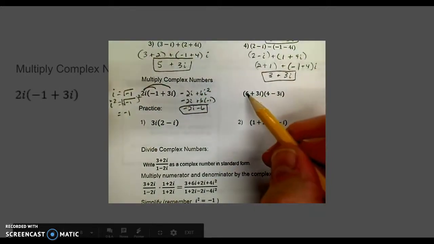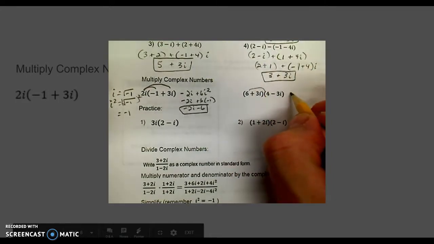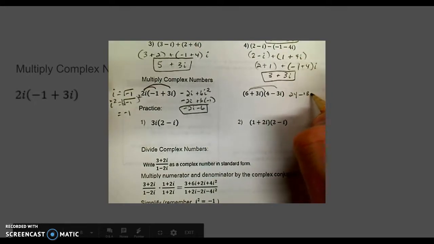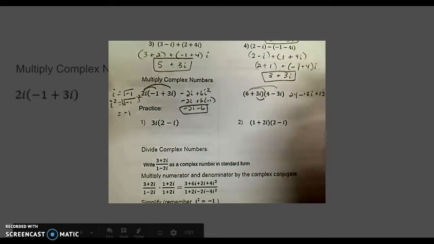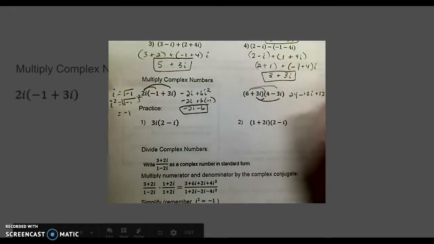Similarly, we can go ahead and do the distributive property multiple times. 6 times 4, that's 24. 6 times negative 3i, negative 18i. 3i times 4, that's plus 12i. And then positive 3i times negative 3i, that's negative 9i squared. Well, remember, i squared is negative 1.